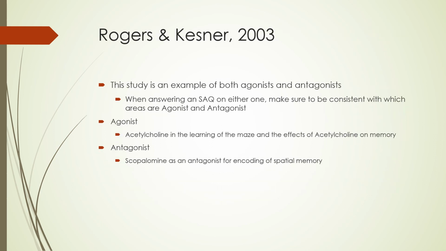The good news is that Rogers and Kesner is an example of both agonists and antagonists. That's because acetylcholine is an agonist in the learning of the maze and the effects of acetylcholine on memory. But it's also an antagonist because scopolamine is trying to block the encoding of spatial memory. And so because of that, it is slowing down the neural transmission as well.